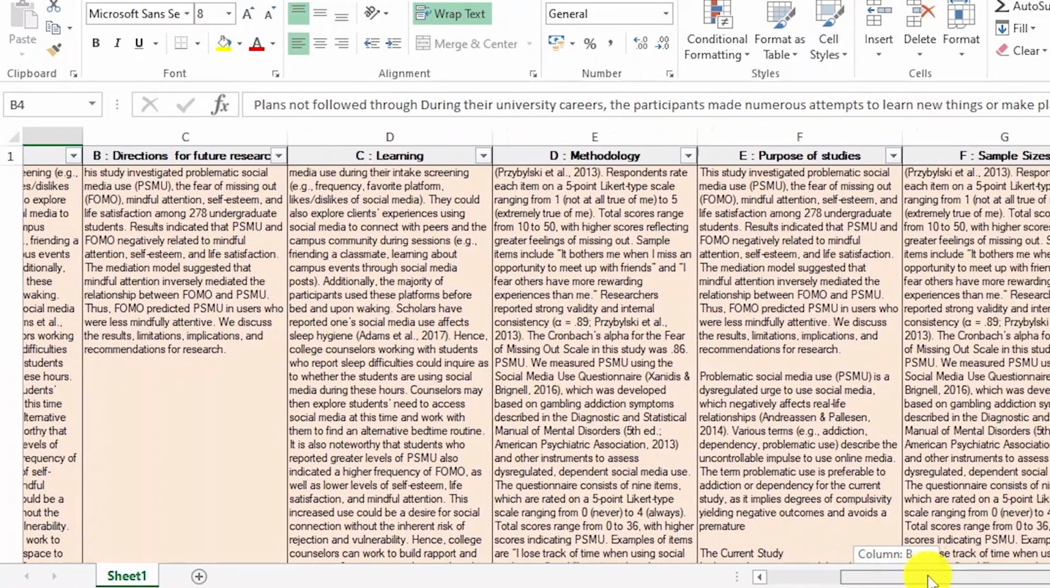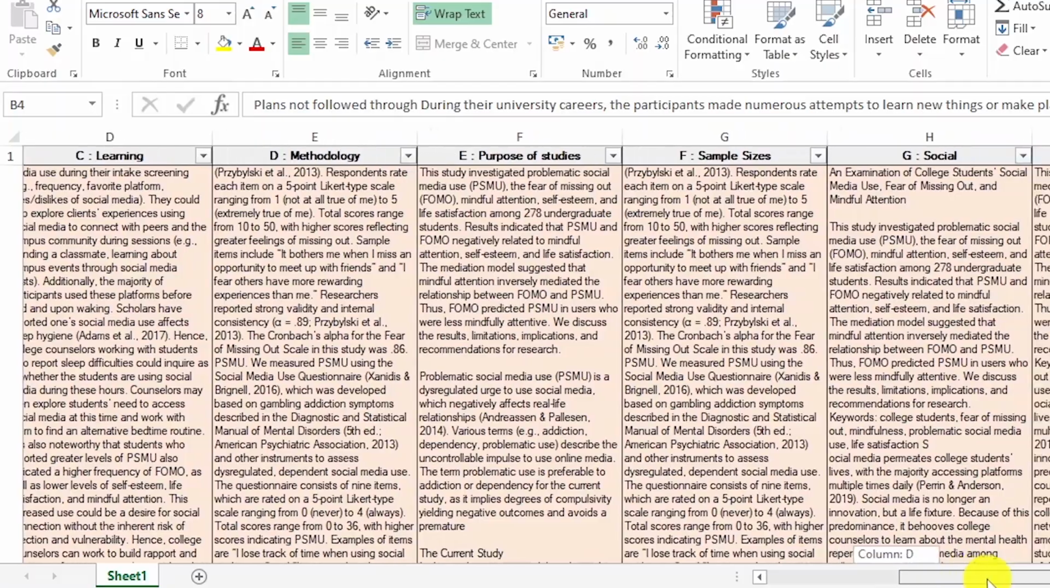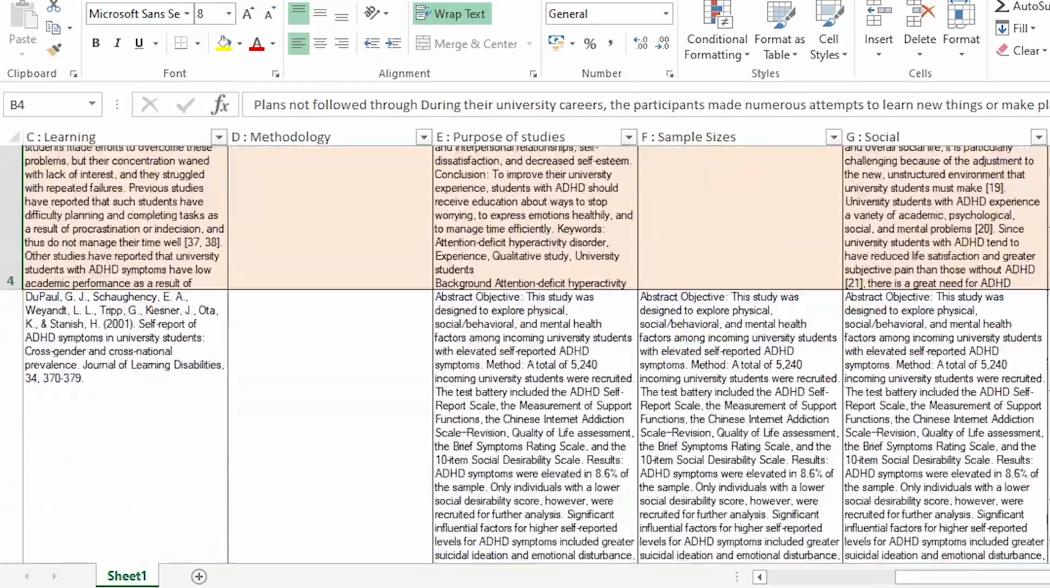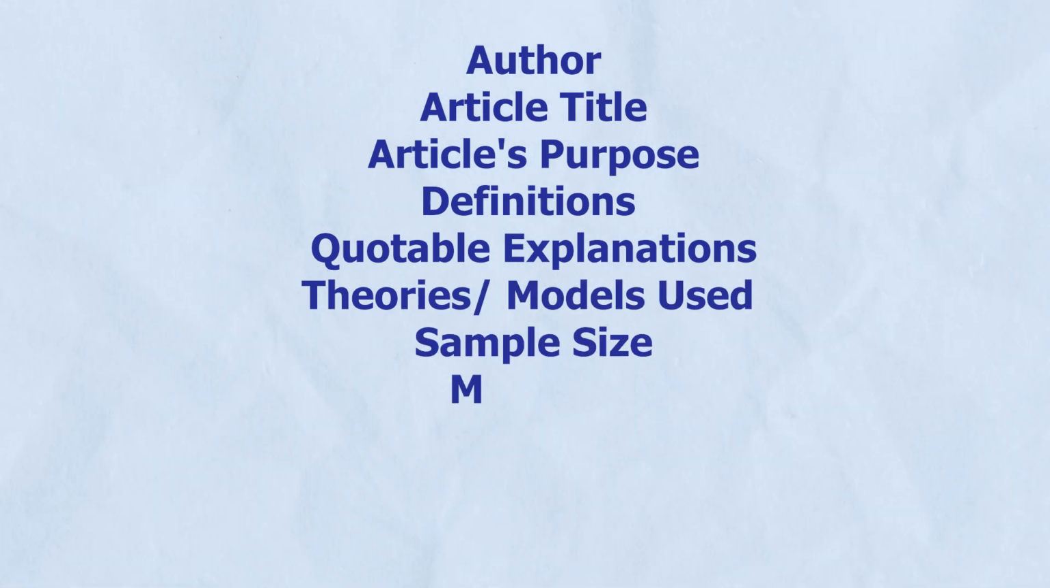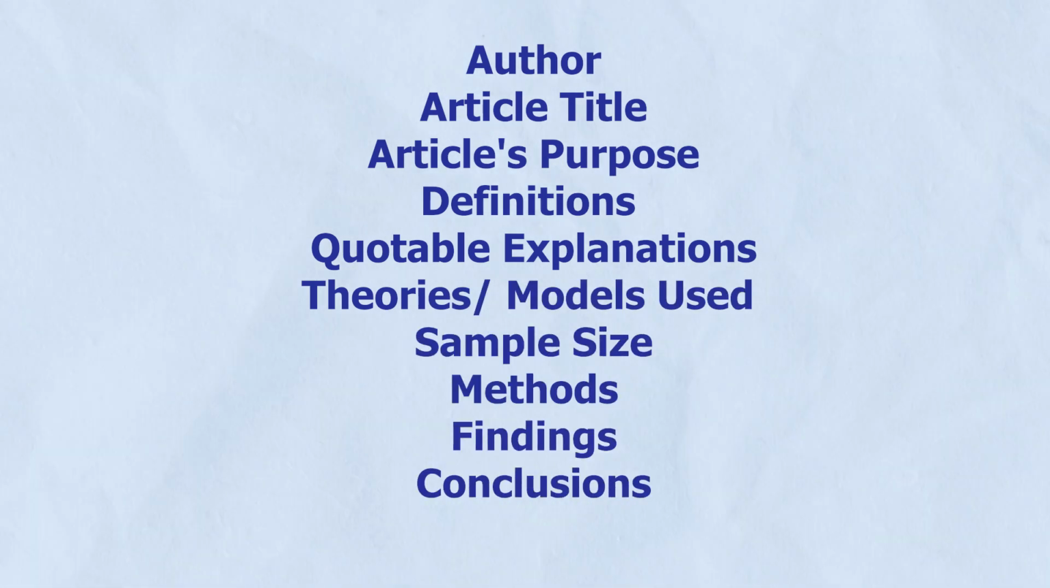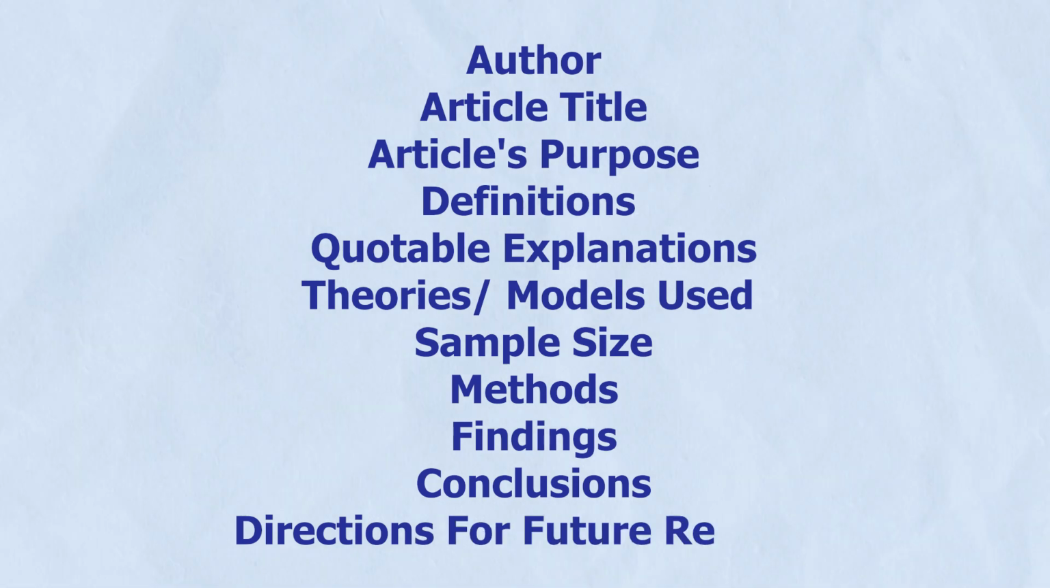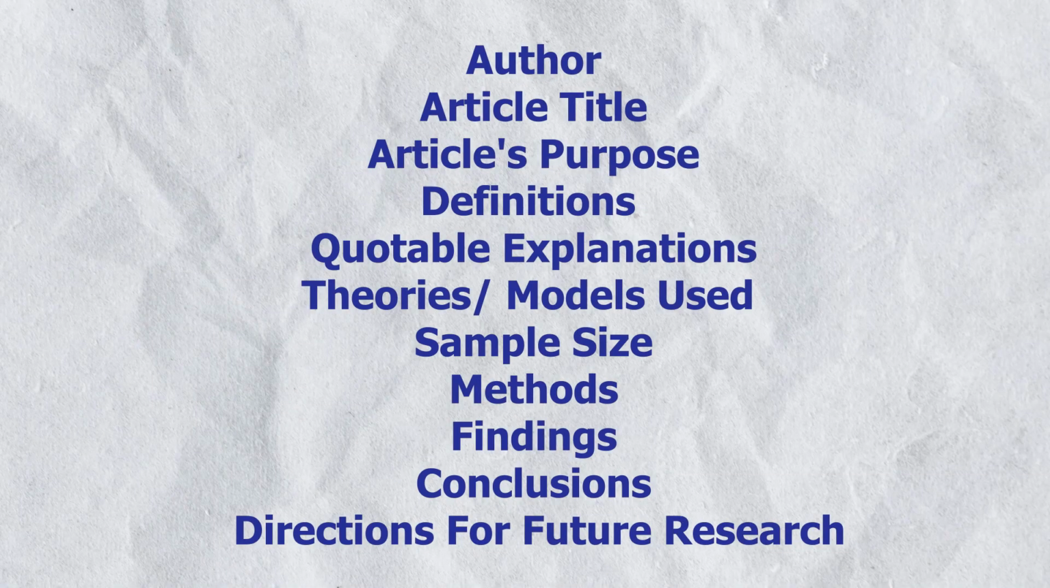The literature evaluation table will help us to identify important sections of our retrieved literature, including the author's article title, article's purpose, definitions, quotable explanations, theories or models used, sample size, methods, findings, conclusions, and directions for future research. This will give us an idea of research gaps.